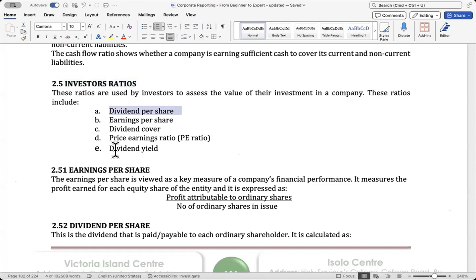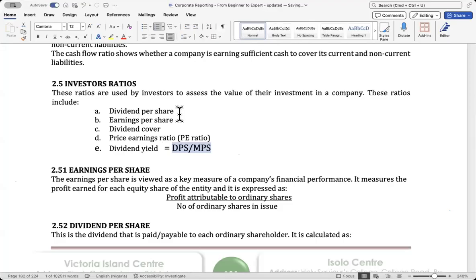And there is dividend yield. So dividend yield is usually dividend per share over market price. You will call it dividend per share over market price per share, which measures the actual return to shareholders.